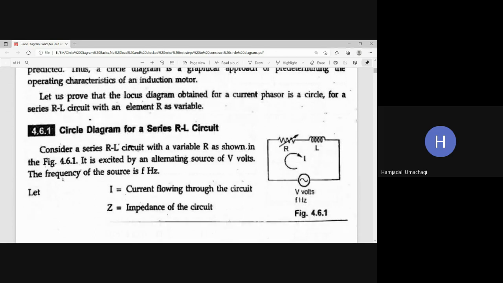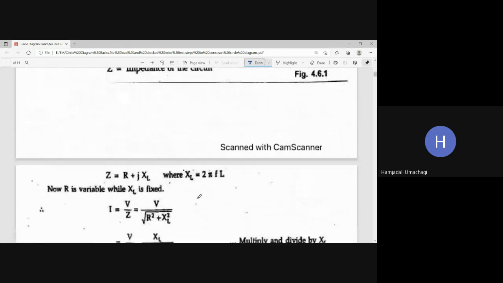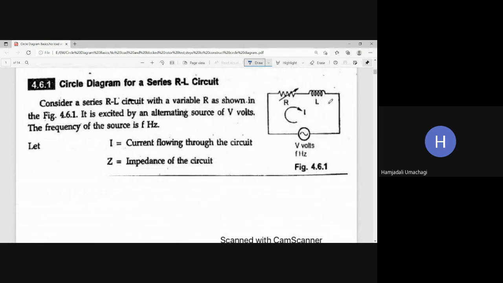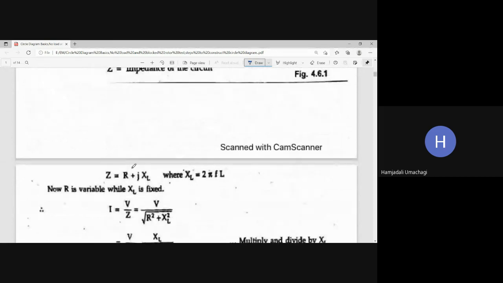Now let I be the current flowing through the circuit. So this is a closed circuit, and the current flowing through the series RL circuit is I. Z is the impedance of the circuit, the combination of resistance and inductance. Z is given by R plus jXL, where XL is equal to omega L, and omega is 2 pi f.